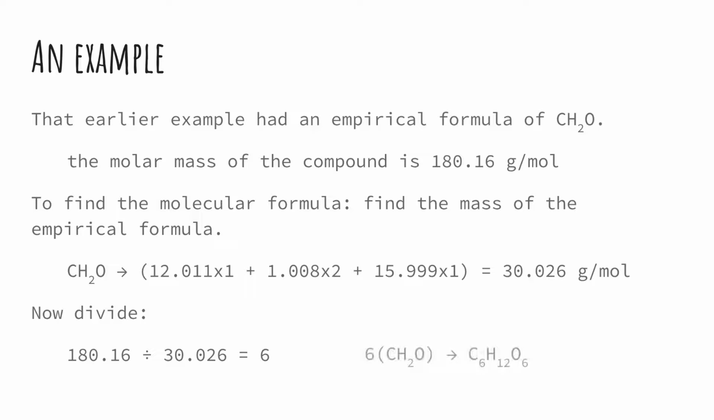Which means that the empirical formula, CH2O, shows up 6 times in the molecular formula. So 6 times CH2O gives us C6H12O6. That's the molecular formula of this compound. Sugar. I was just working with sugar.